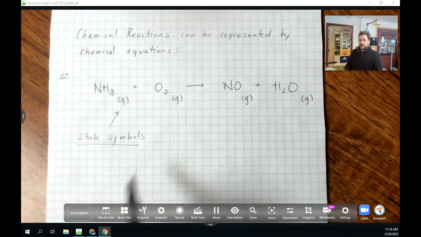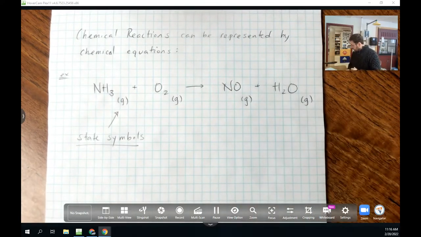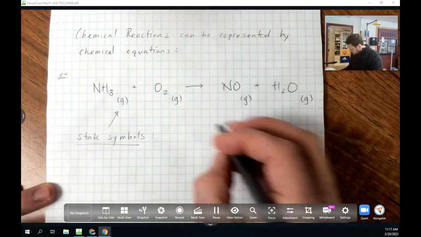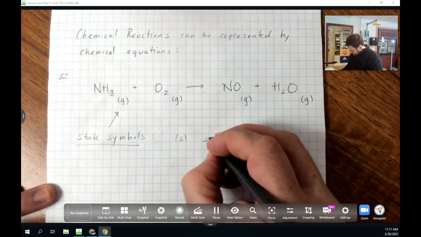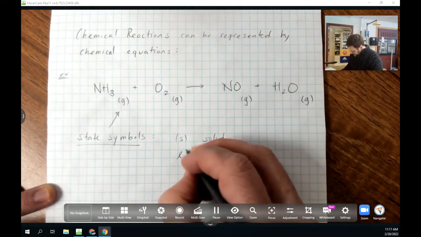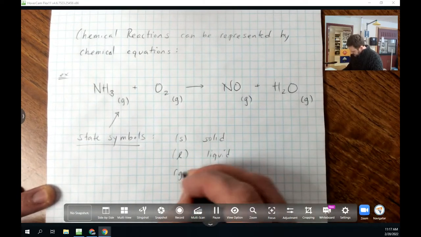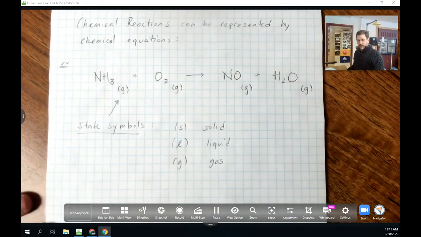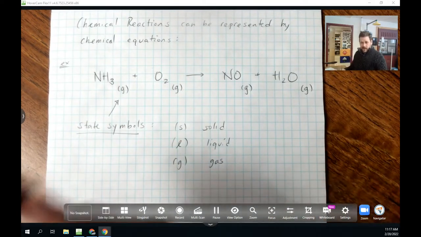So this reaction may not occur, for instance, if it were a liquid, or it may not produce a solid necessarily. Here are some of the state symbols we should be familiar with. S for solid, L for liquid, and G for gas. There's one more we've got to add here. Notice that L for liquid is often given as a cursive L and not a lowercase letter L, so it doesn't look like a 1.